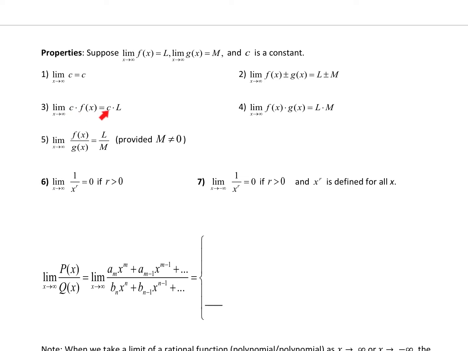When the constant is multiplied, you can do the same thing. Multiplication, division, they're all pretty much the same. Again, the only thing we have to worry about is when you have a 0 denominator. That's when you have to do some extra work.